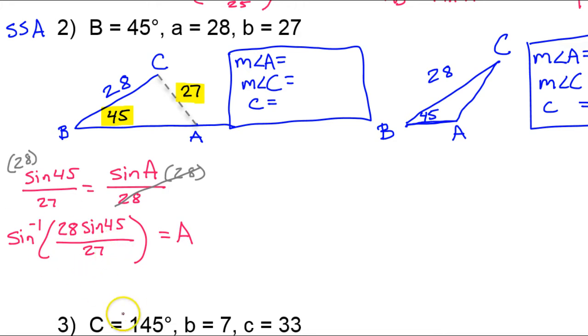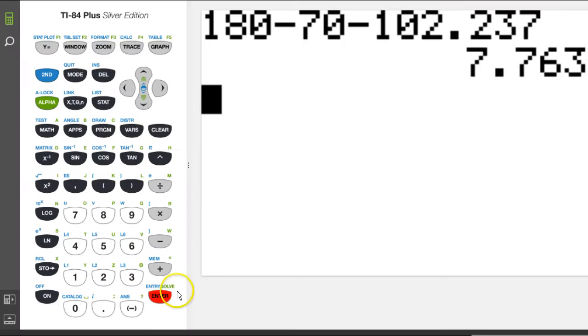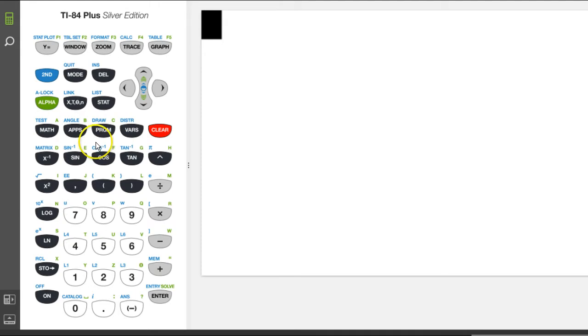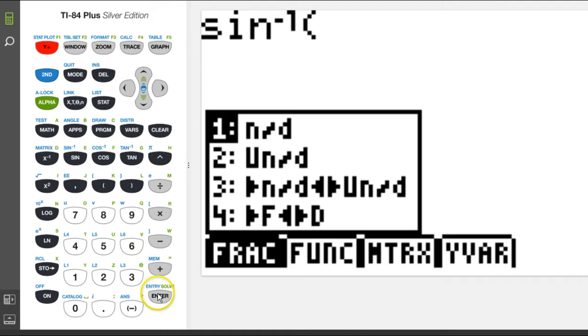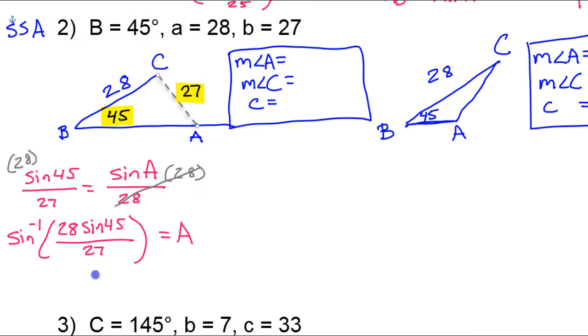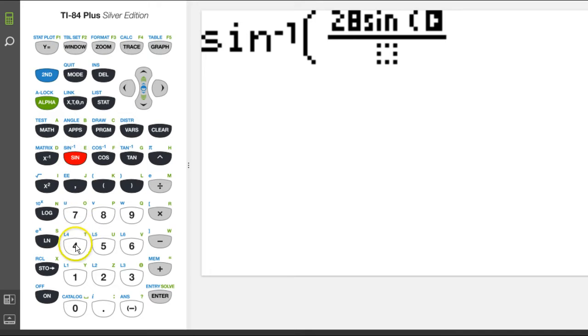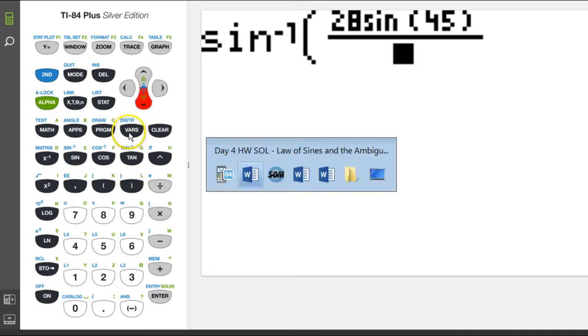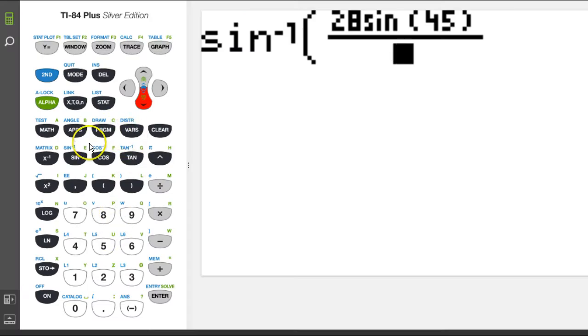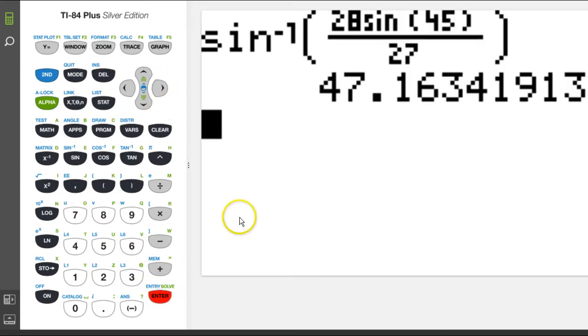So I'm just going to put all of this in my calculator. And I think I'll show it this time. So I need the inverse sine, so I'm going to hit second sine. And then I'm going to need a fraction now, so I'm going to hit alpha y equals and enter. So 28 sine 45 over 27. Okay, so I'm getting 47.163.